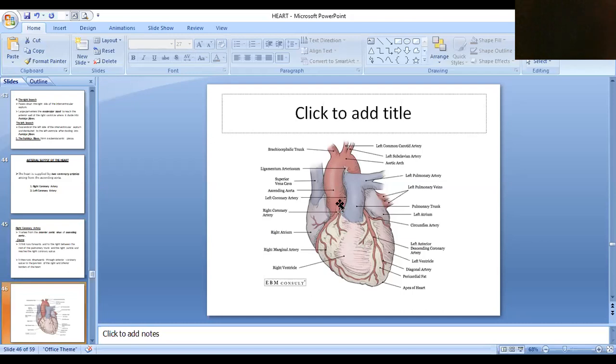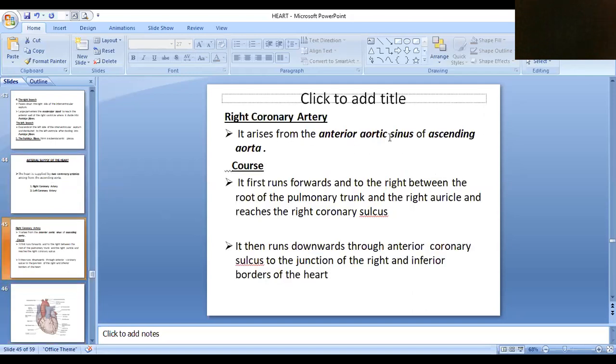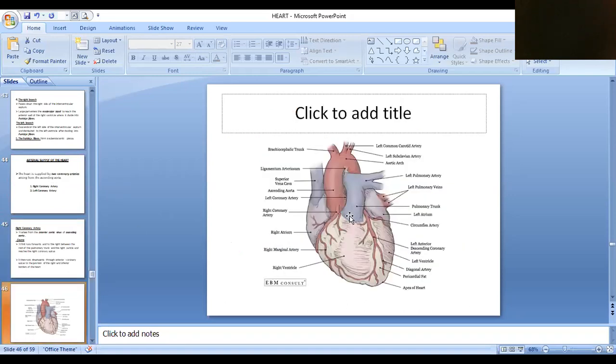This ascending aorta here, this anterior part, it shows a bulging. That is the sinus. The word sinus means space. So that bulging which is seen in this aorta is the aortic sinus, and this one is in the anterior part of the aorta. So anterior aortic sinus. That bulging is not there in this diagram, so you have to imagine one small bulging here. That one is the anterior aortic sinus.